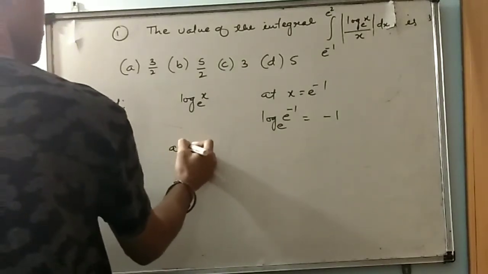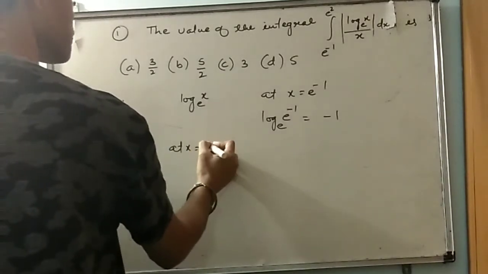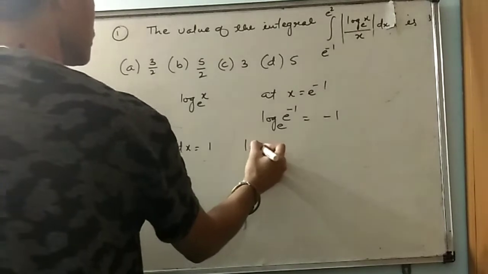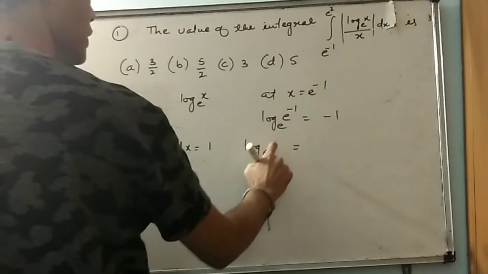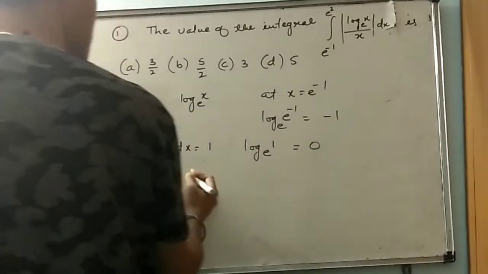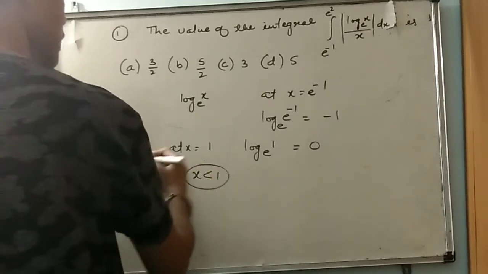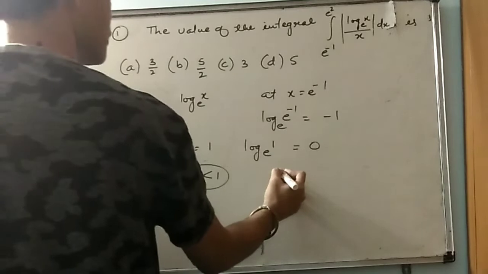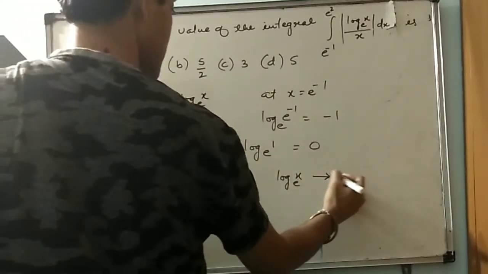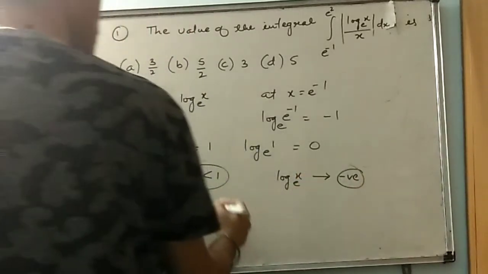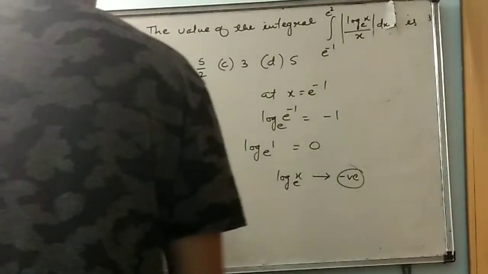At x is equal to 0, at x is equal to 1, this one becomes log 1 with base e, and log 1 with any base is 0. It means for x less than 1, till x is less than 1, this log x base e is negative. So on the basis of this, we are going to split it into two parts.